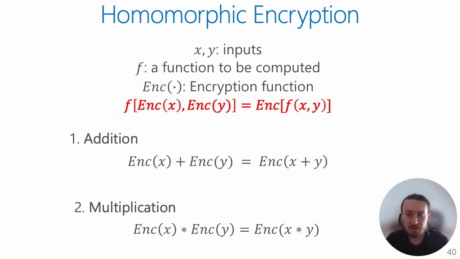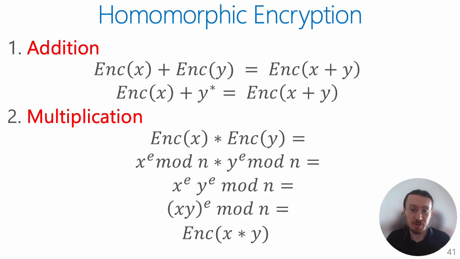In neural networks, we need the function f to represent addition and multiplication, for example, feed-forward layers or convolutional layers. So when we add encrypted x and encrypted y, we obtain encrypted x plus y. To give more examples and some more explanation, you can also take plain y, meaning unencrypted, then add encrypted x with unencrypted y to obtain encrypted x plus y. You can also multiply two encrypted values, x and y, to obtain encrypted x times y.